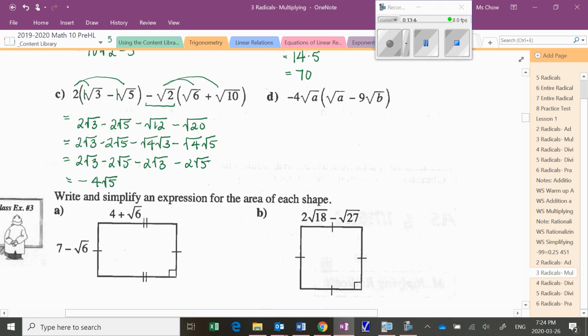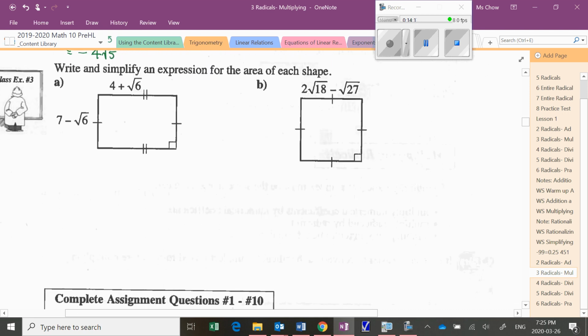Okay, taking a look at D, then we'll distribute this into both terms. We don't have like terms, root A minus 9 root B, so we just have to distribute. So negative 4 root A times root A is of course just A, so that's negative 4A, and then minus times minus is plus, and 4 times 9 is 36, and then we need to multiply those radicals. So root A times root B is root AB. And that is all we can do with that.